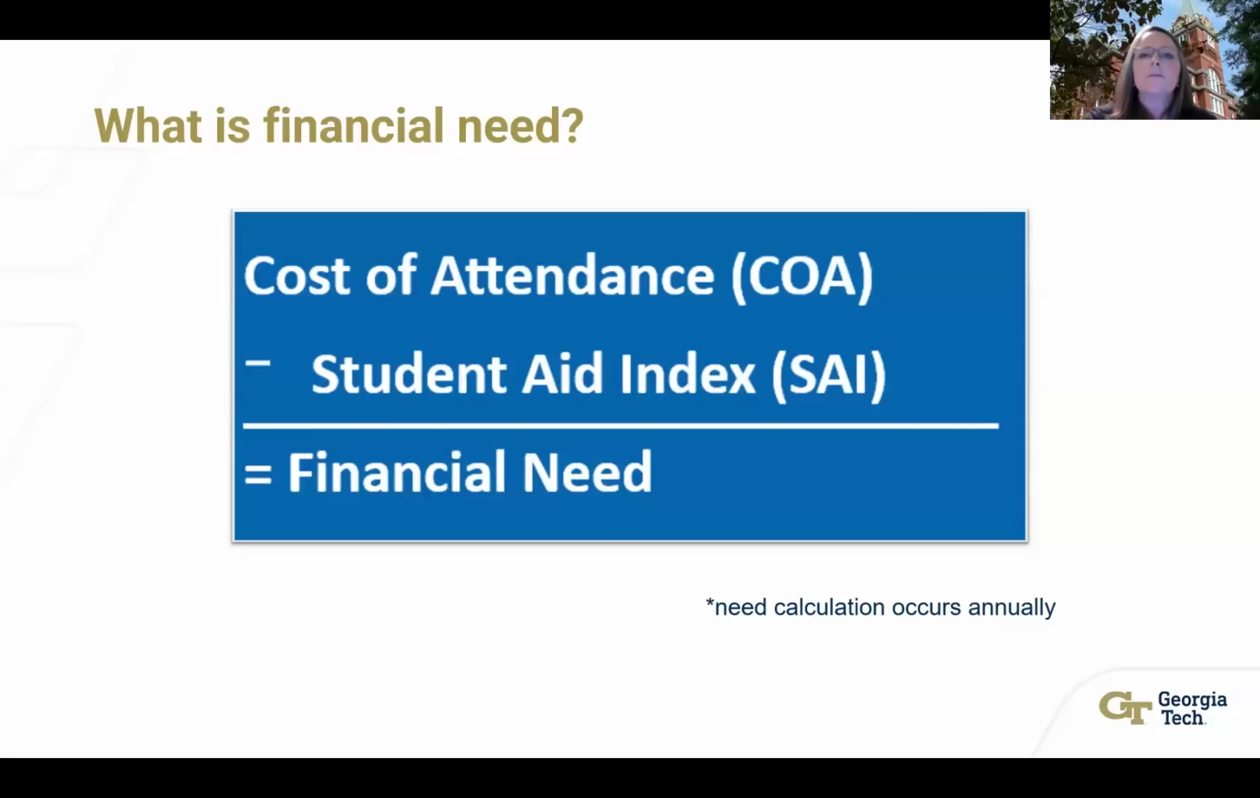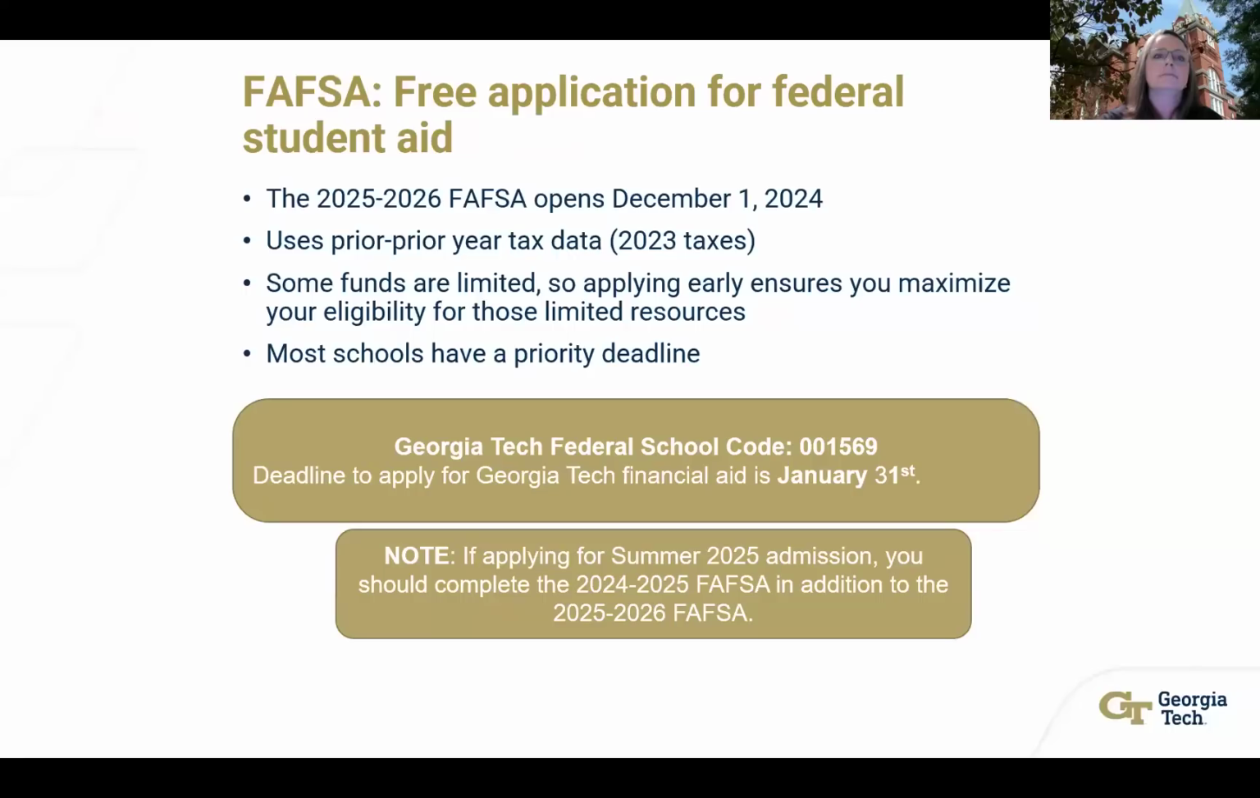So when we talk about types of financial aid being need-based, this is the calculation that we're talking about. You take that total cost of attendance, so your direct costs and the indirect costs, and you subtract the Student Aid Index, that number that comes from the FAFSA, and that is what determines financial need. So if a student shows financial need in this calculation, they would qualify for what we refer to as need-based aid.